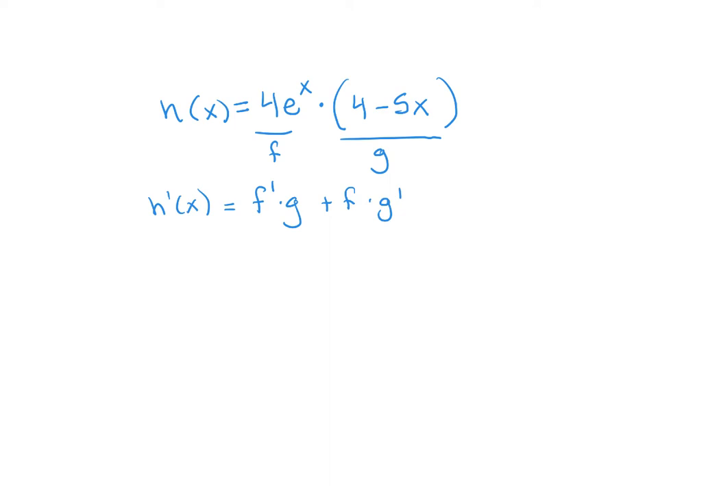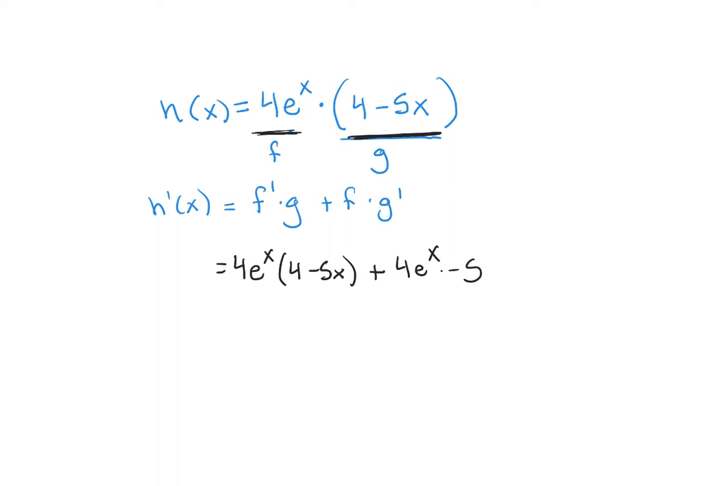So let's start. Let's see, what is the derivative of this? 4e to the x, well, derivative of that is 4e to the x. And then times g, which is 4 minus 5x, plus f, which is 4e to the x, times now the derivative of g, which is negative 5.